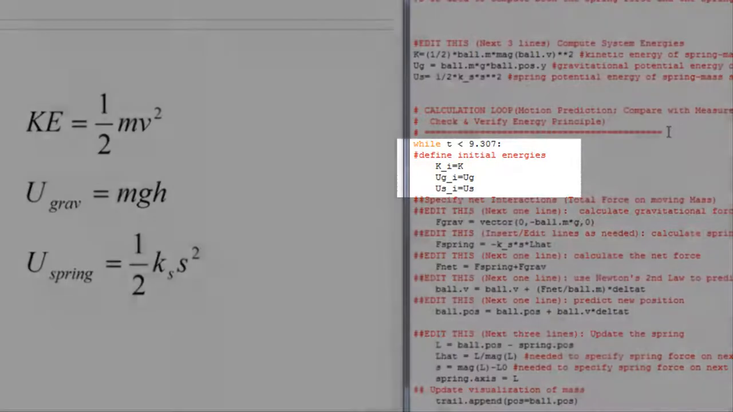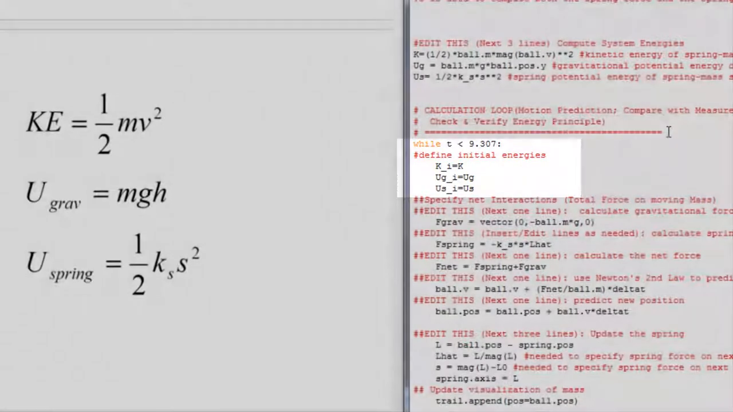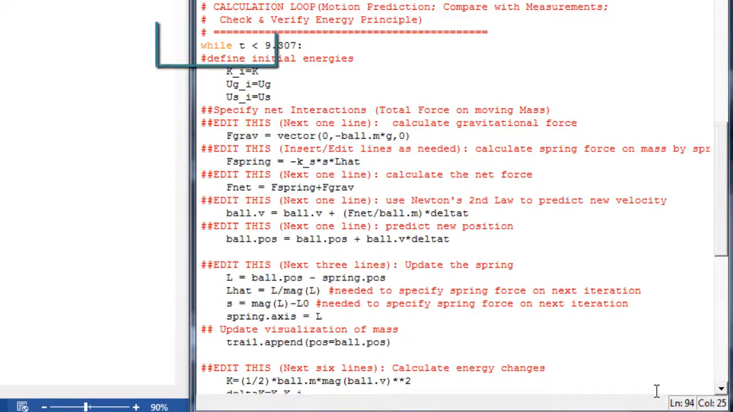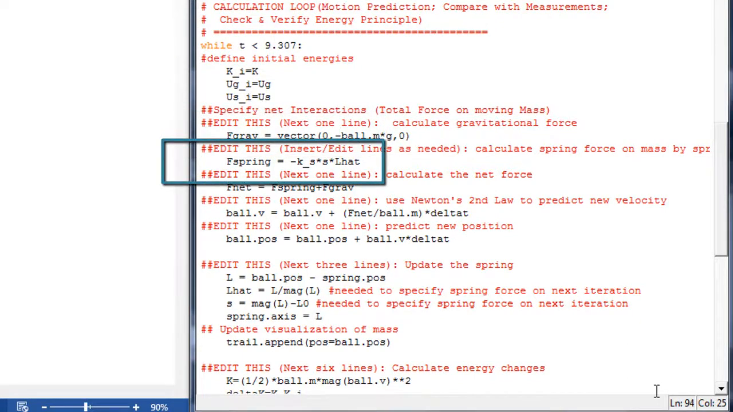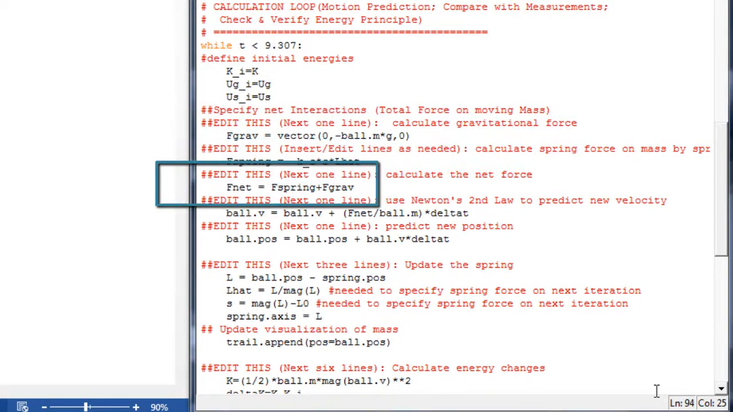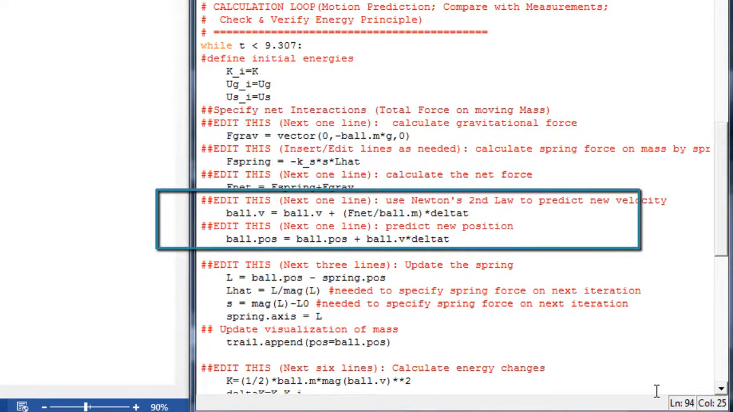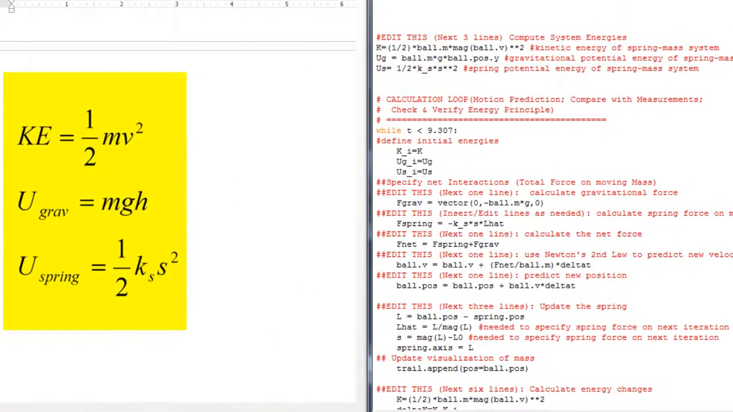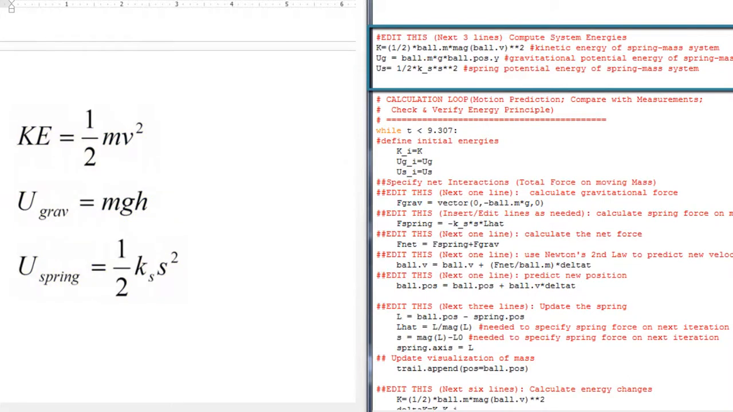The energy principle is used to calculate all the initial energy values. In the while loop, the time is set to equal the length of the tracker video, 9.307 seconds. Gravitational force is mg. Here's the force of the spring using Hooke's law. The net force is gravitational force plus the spring force. The momentum principle is used to update velocity and the position. Kinetic energy is 1/2 mv squared, gravitational potential energy is mgh, and spring potential energy is 1/2 ks squared. Here are all these energy calculations which are updated.